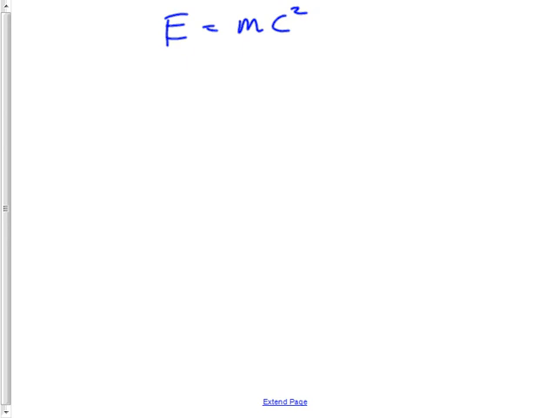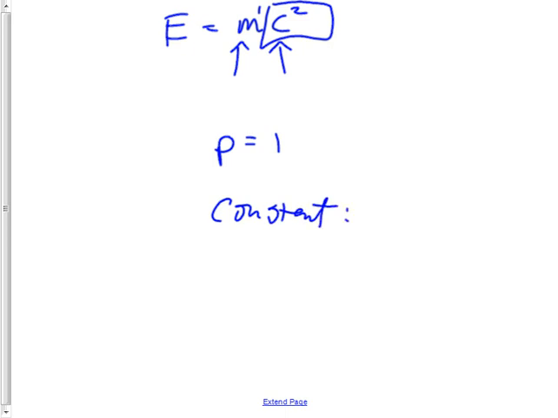Now people are catching on. If that's the speed of light, it's a constant. The constant is getting squared, but that doesn't mean the power is 2. If this is the constant, then that means that's the variable, and we wanted its power. So the power would be 1, and the constant of variation would be c squared.